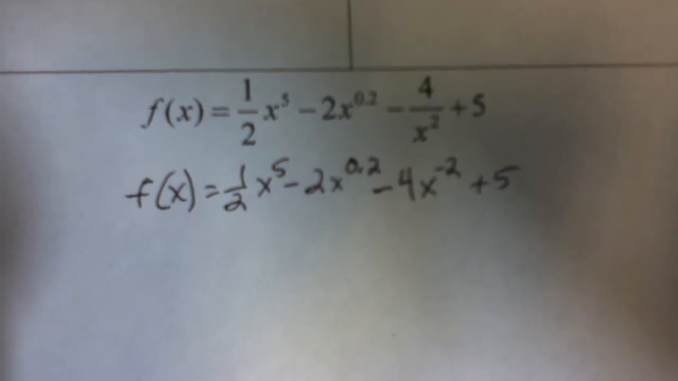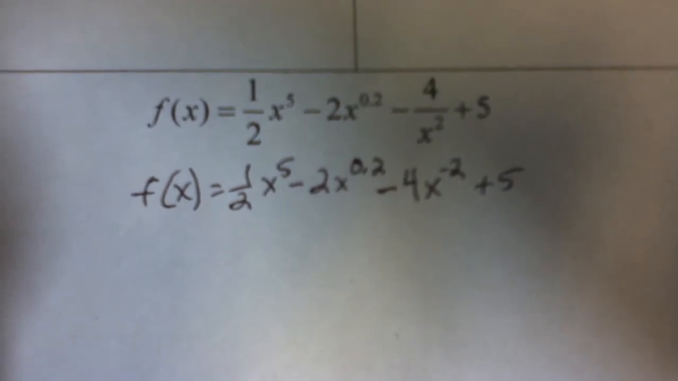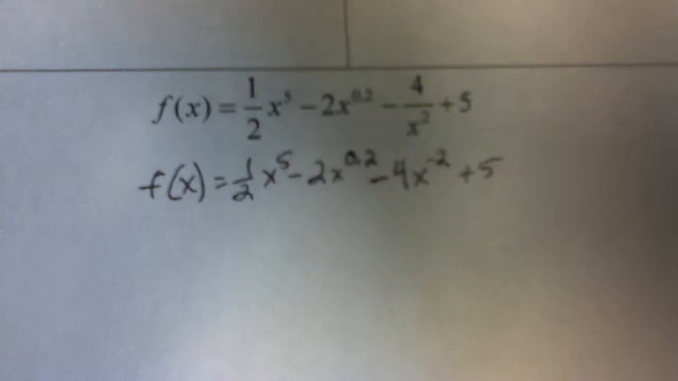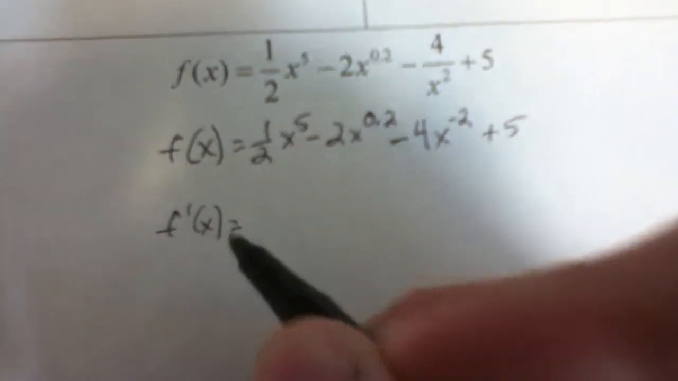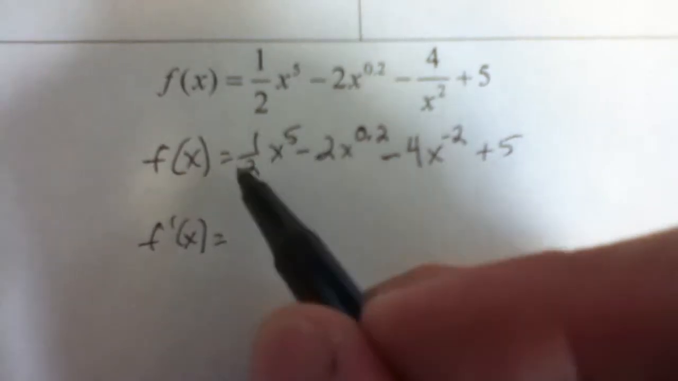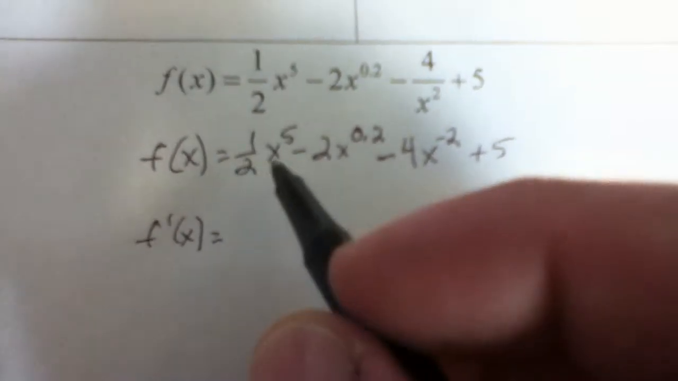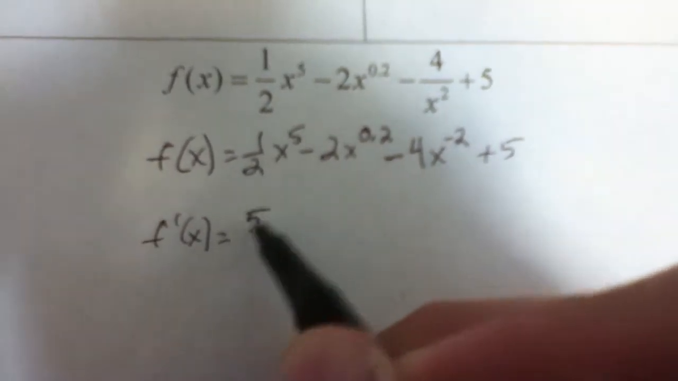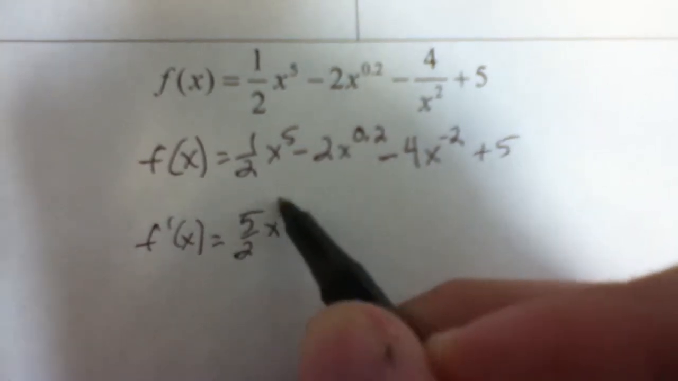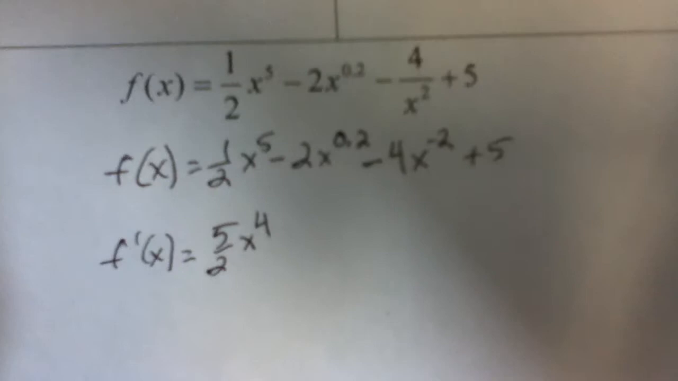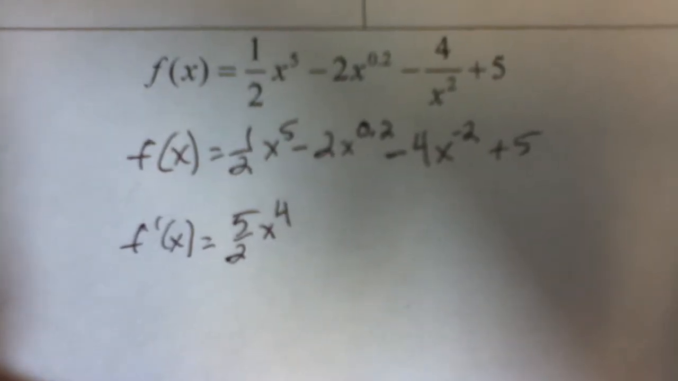Now I'm going to take the derivative. Rewrite first, then take the derivative. So now, nice and slowly, we follow our steps. 5 times a half. Now if you need to use a calculator, you can, but 5 times a half would be 5 over 2. X, subtract 1, we get 4. Always the same process.